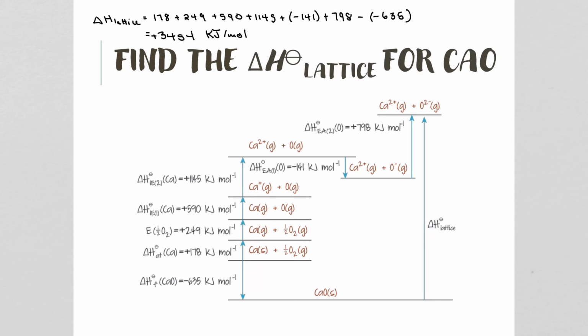Remember, we talked about how ion charge has a big impact on lattice enthalpy, and this just demonstrates that. For the first two, the ion charges were just plus and minus 1. These ones are plus and minus 2. And we have a very big lattice enthalpy.